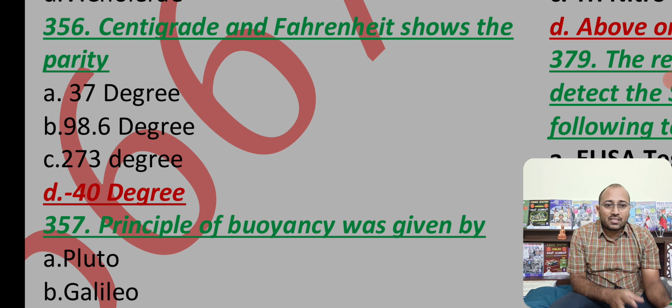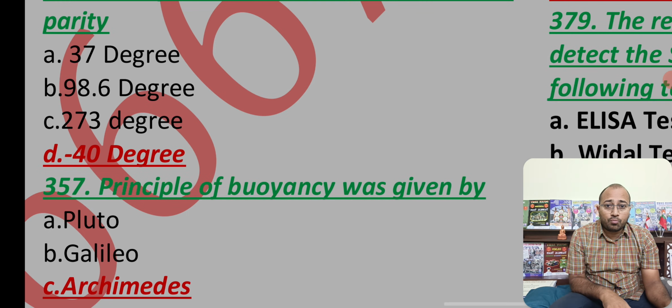Rest all, 37 degrees Celsius is our human body temperature. 98.6 Fahrenheit is our human body temperature.